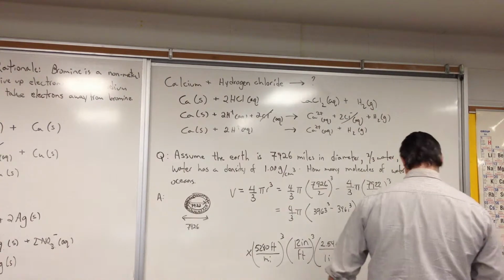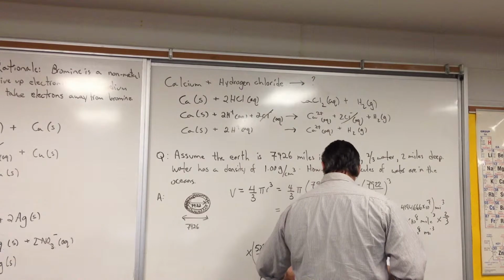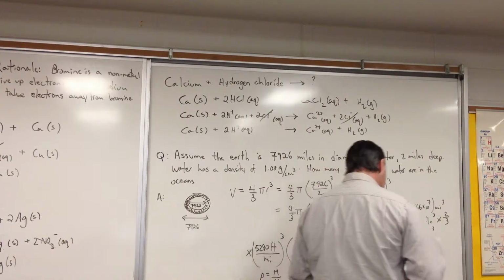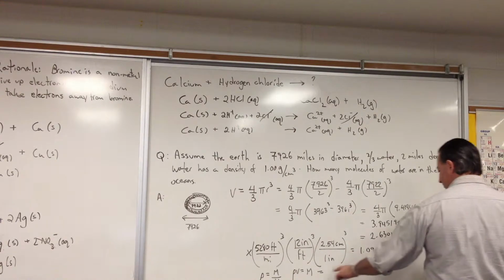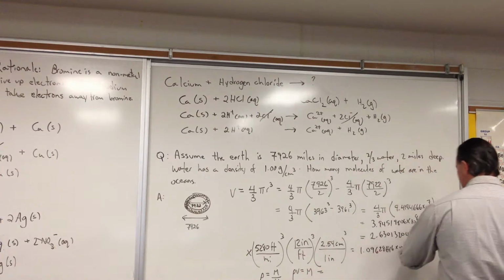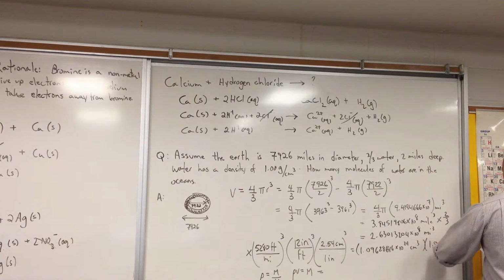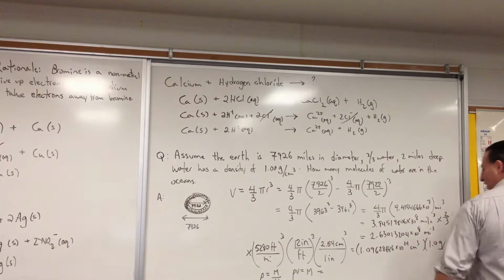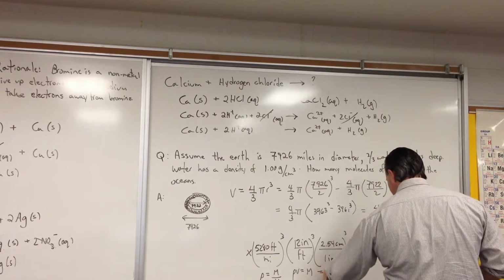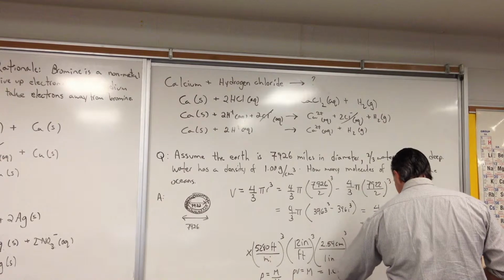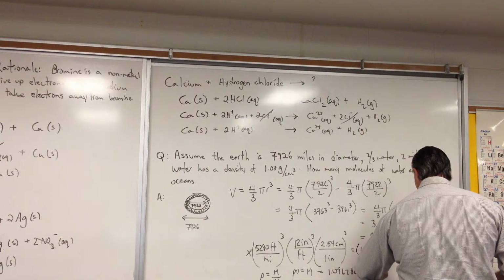Keeping in mind that density is equal to mass over volume, and therefore density times volume is equal to mass, we can enter this number here in volume. The density is 1. I'm just going to do that here because I'm running out of room. We'll get that the mass of the water in grams is the same as this number, 1.09628686 times 10 to the 24 grams of water.